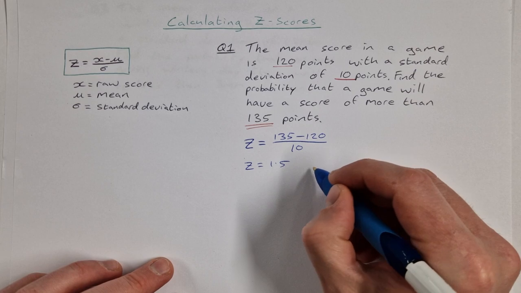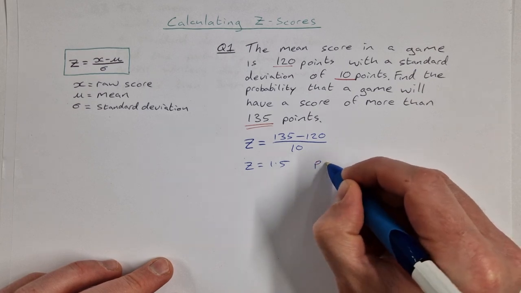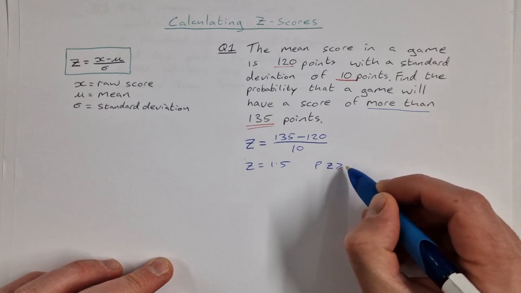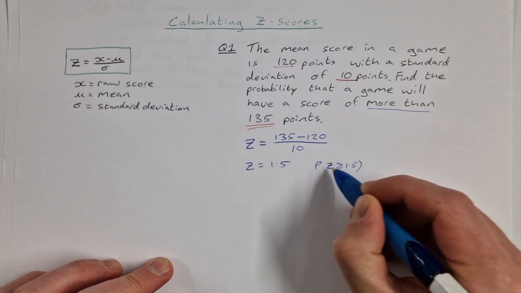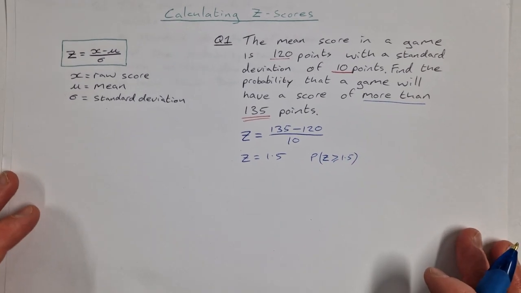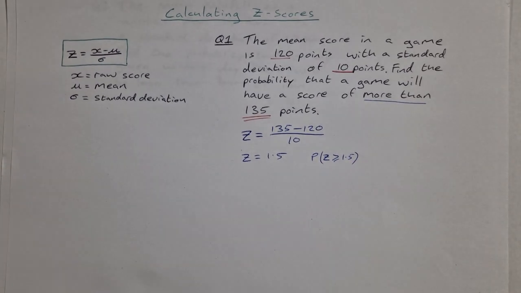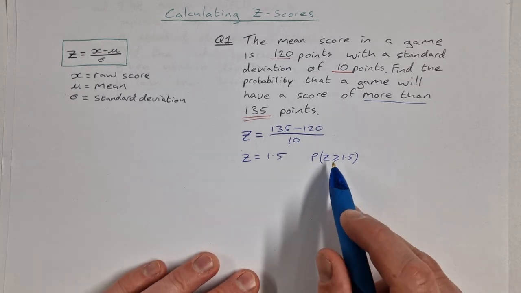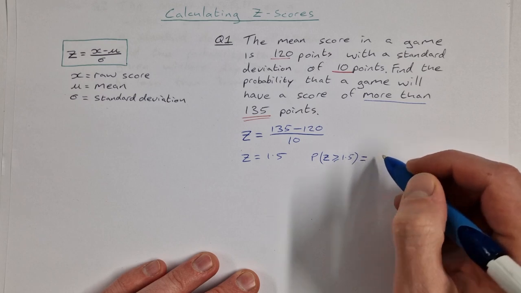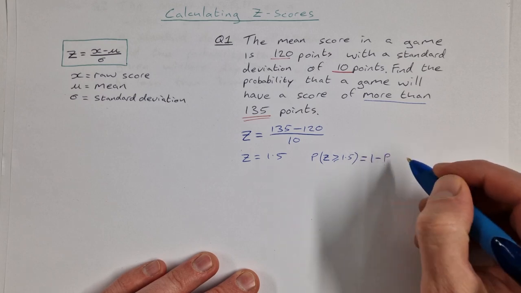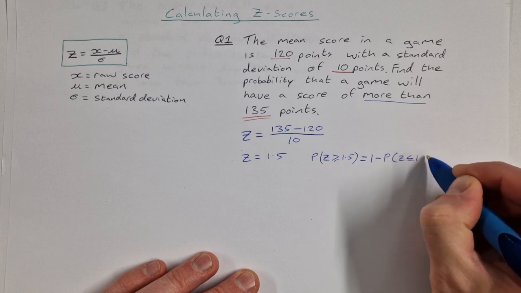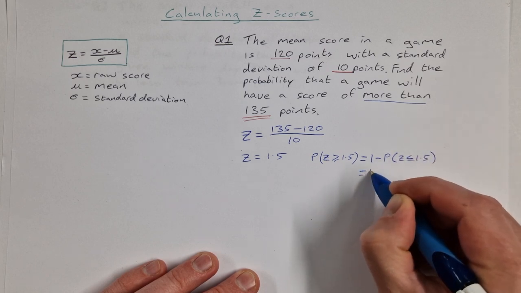So we want to find the probability that z is more than, so greater than or equal to 1.5. Now, when we look up our tables, it doesn't give us greater than 1.5, it actually gives us less than 1.5. So if we want to find this, we're going to have to find 1 minus the probability that z is less than or equal to 1.5. So that's equal to 1 minus.